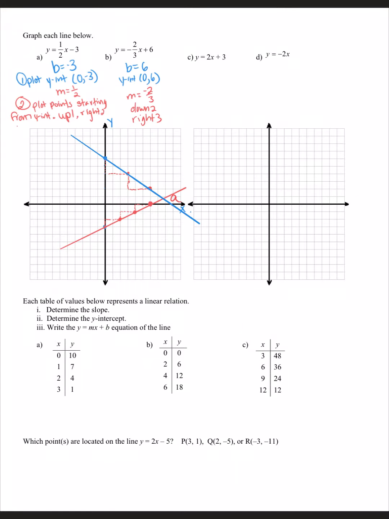Okay, and one thing I forgot to mention, you need to make sure you put arrows on the ends of each of your lines, just to show that those lines go on indefinitely in either direction. And I'm going to label that next one we just graphed as equation B.